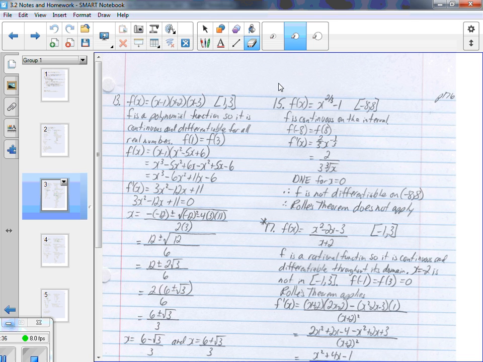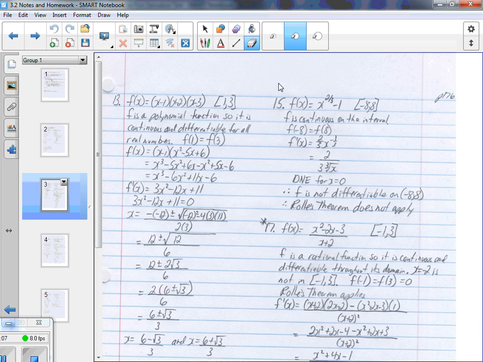Okay? So f of x is a polynomial function. They don't have it written as a polynomial, but it's 3 binomials multiplied together. Once I multiply that out, isn't that going to be a polynomial? Polynomials are continuous everywhere. They are differentiable everywhere. So f is a polynomial function, so it is continuous and differentiable for all real numbers. So I don't care what closed interval they give me, this one fits the bill.